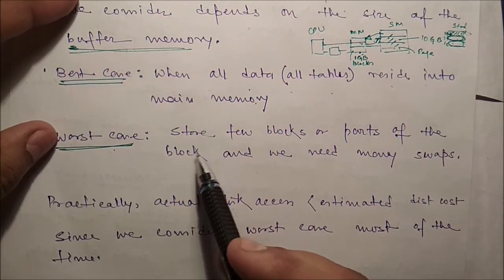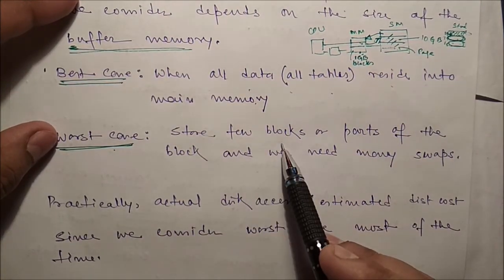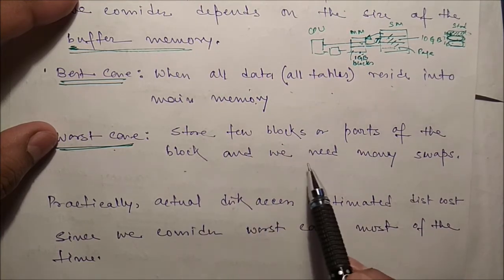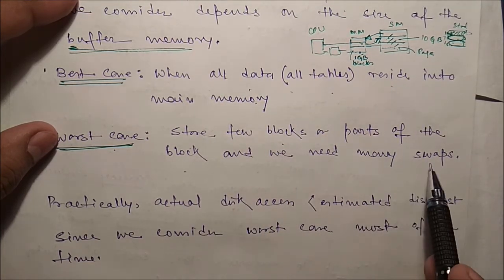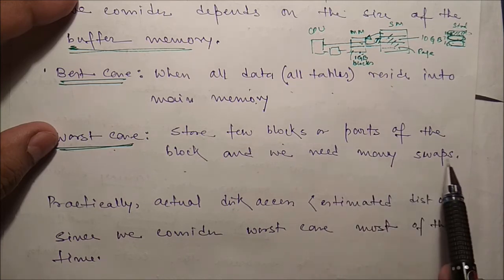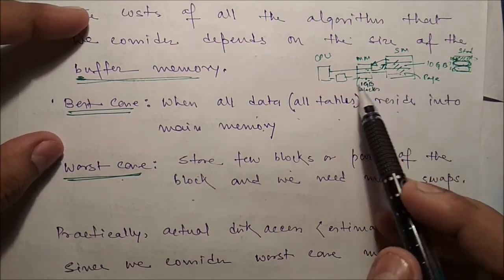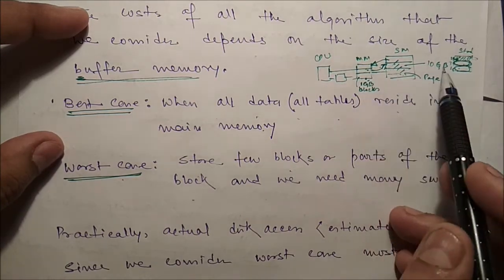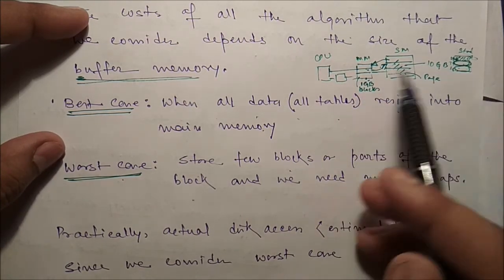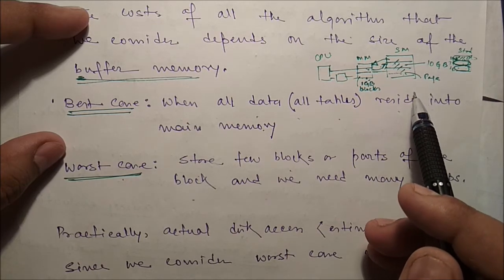But the worst case is what? We can store only a few blocks or part of a block, and we need memory swaps very frequently. So if the block size is very high or the main memory size is very low, we need too many swap in and swap out operations, so it needs time. Are you getting this one?